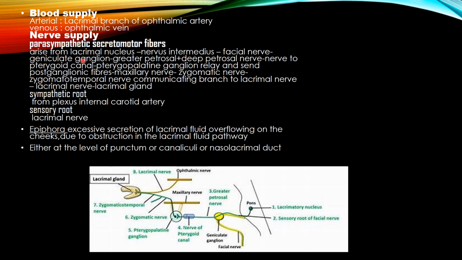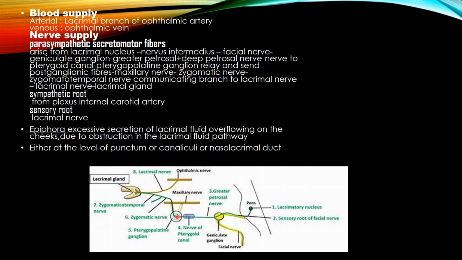Talking about the nerve supply, we have the parasympathetic fibers, the sympathetic root, and the sensory root. The sensory and the parasympathetic secretomotor fibers travel along the lacrimal nerve, while the sympathetic fibers arise from the plexus around internal carotid artery. The parasympathetic secretomotor fibers arise from the lacrimatory nucleus in the hypothalamus, travel along the nervus intermedius of the facial nerve, through the geniculate ganglion, then through the greater petrosal and the deep petrosal nerve and the nerve to the pterygoid canal, and go to the pterygopalatine ganglion.